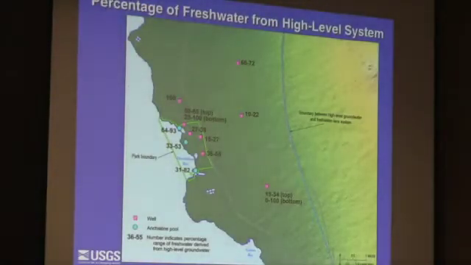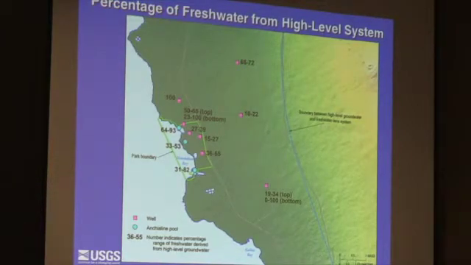Next slide. We went through some mathematical computations, and this map shows the percentage of fresh water from the high-level system from the selected wells that we used in our analysis. We just isolated the freshwater component of our samples. We eliminated the saltwater component, and we determined how much of it was coming from the high-level system, and the rest of it would be coming from precipitation locally over the freshwater lens system. You can see the numbers are all over the place, but typically they're in the range of about 25 to 70%.